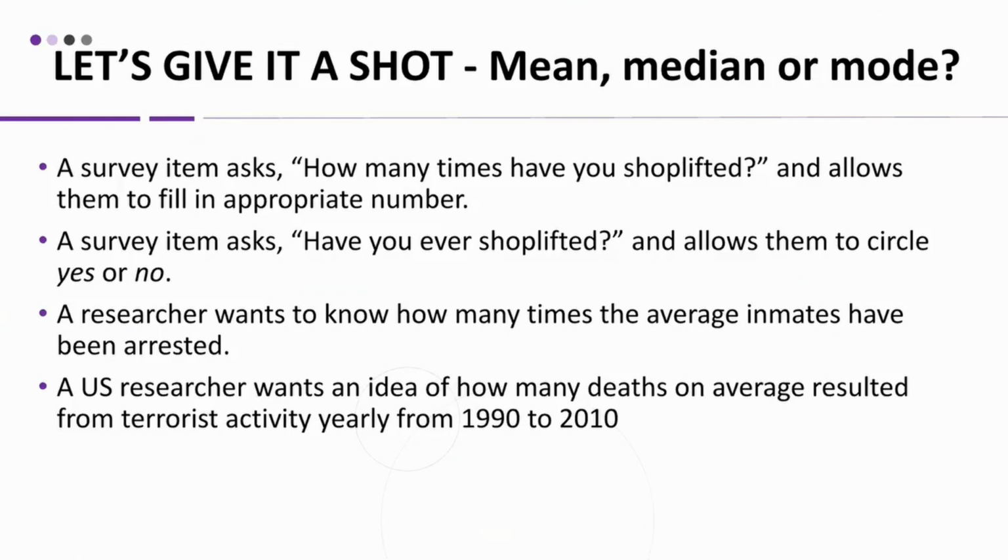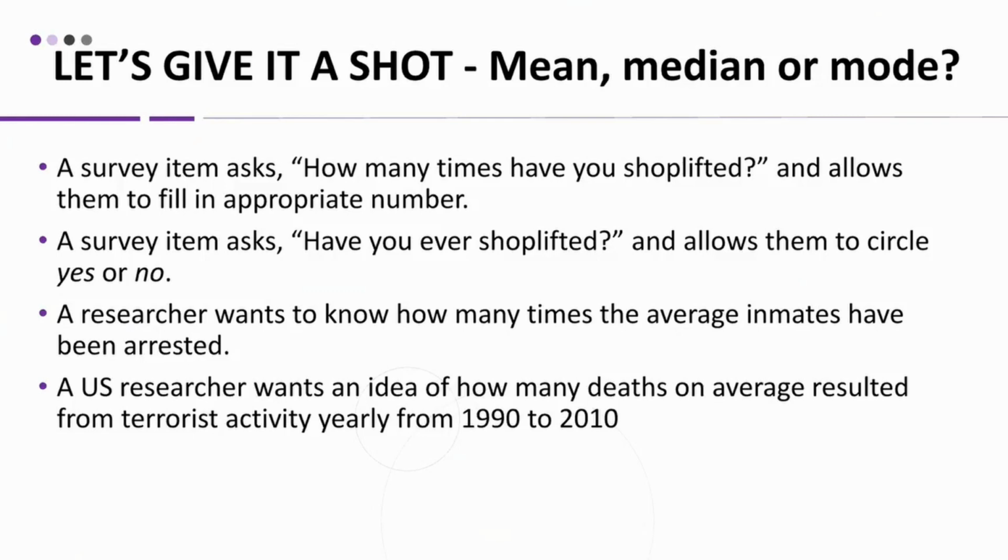A researcher wants to know how many times the average inmates have been arrested. So just based on this question, it looks like continuous. And this would probably be a good use of mean. We know that we're looking at inmates, so they're people who have been arrested at least one time. Chances are they've been arrested a few times because we have a lot of repeat offenders, so there might not be too many outliers. You'd probably get a pretty good measure of central tendency, an idea of how many times inmates have been arrested by looking at the mean.